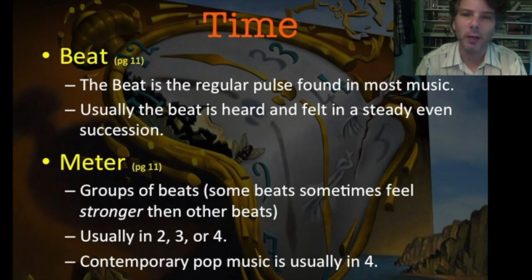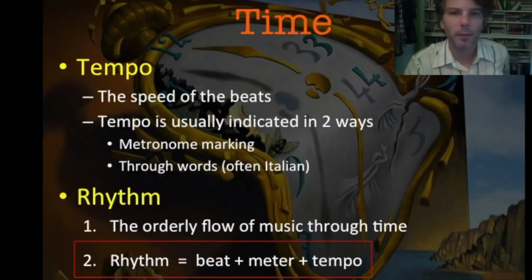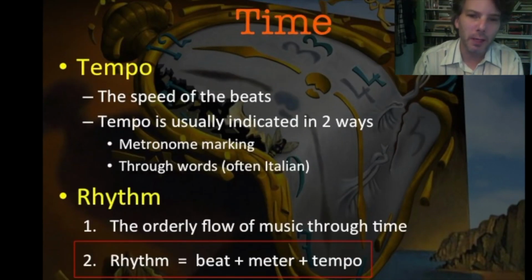The beat is a regular pulse found in most music. Usually the beat is heard and felt in a steady, even succession. Meter are groups of beats. Some beats may feel stronger than other beats. Usually we group beats in 2, 3, or 4. Contemporary pop music is usually in 4. Tempo is the speed of the beat, and we have 2 working definitions of rhythm. Rhythm can be thought of as the orderly flow of music through time, or it may also be defined as beat plus meter plus tempo equals rhythm.